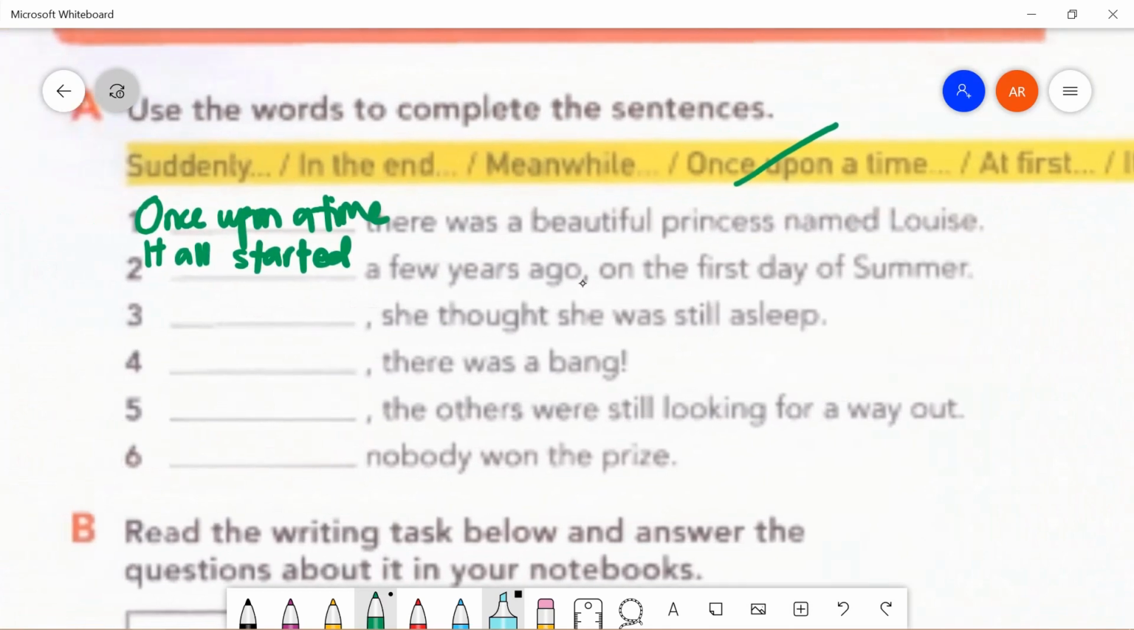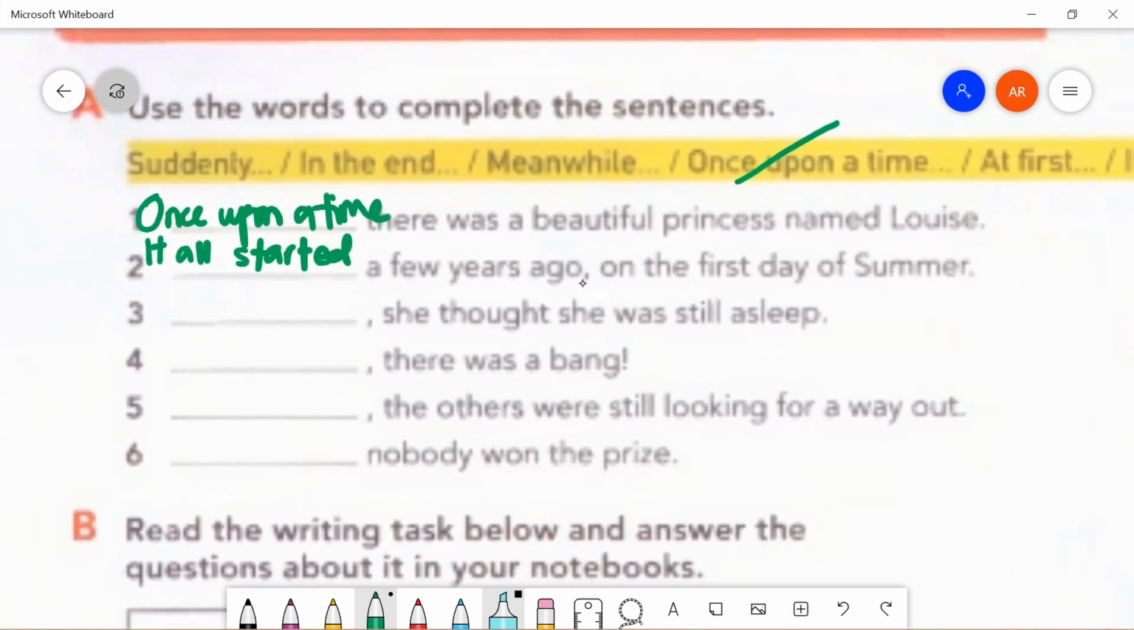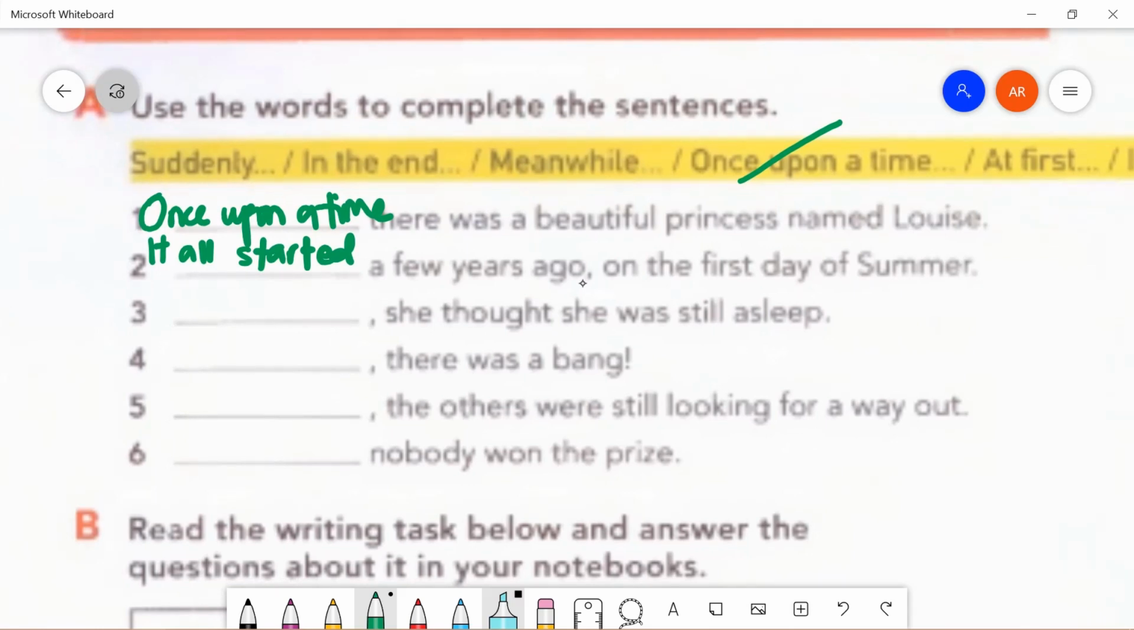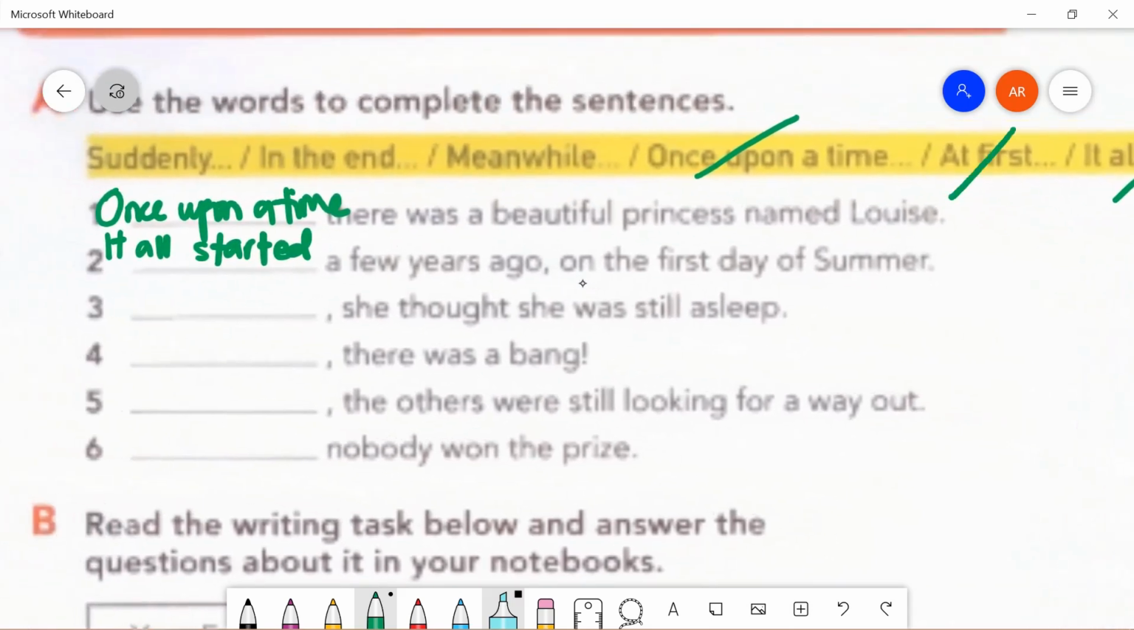She thought she was still asleep. Suddenly, she thought, no. In the end, she thought, no. Meanwhile, no. At first, yes, at first. Okay, what about the next one? Suddenly. Yeah, my instinct was right. Suddenly.